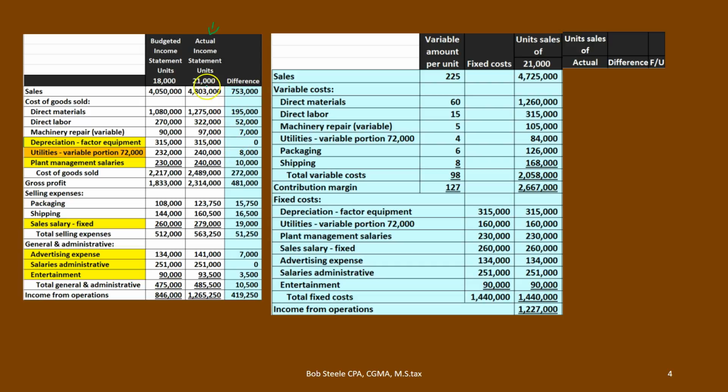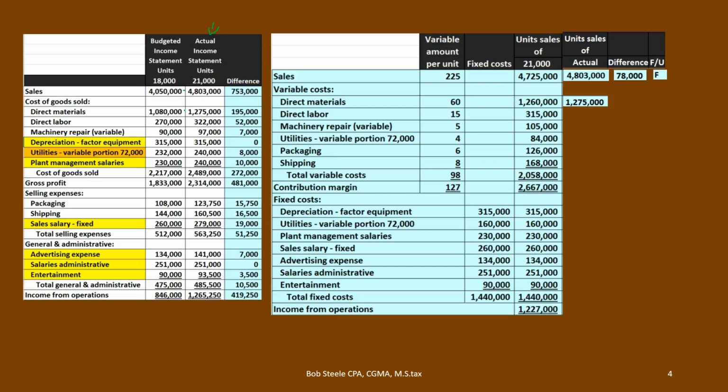So we're going to take the sales, obviously. Sales, we're just going to pull over there, and we have a difference here, and that's going to be a favorable difference. So we still have a favorable difference on the sales, even at our budget being flexed to the 21,000. And then we've got the direct materials.